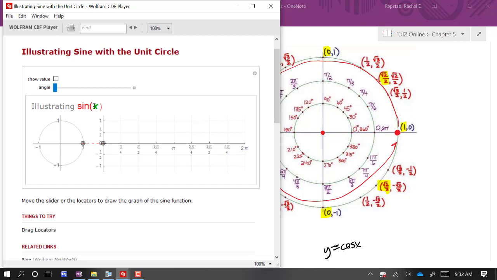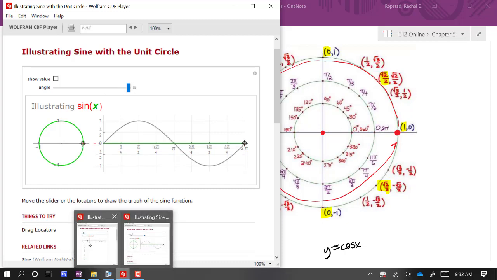X is the angle in radians, and as I move out, you'll notice they put x in green, and they marked green as the arc length. So remember that when you measure an angle in radians on the unit circle, that is just the length of the arc. So what we're doing is comparing the length of the arc with the y coordinate. And as we go through the circle, you could see it plot out that sine curve that we just graphed.